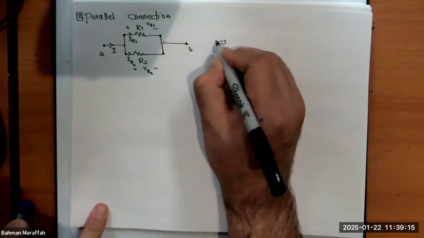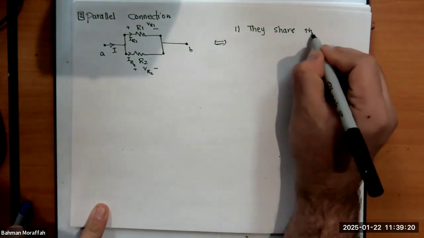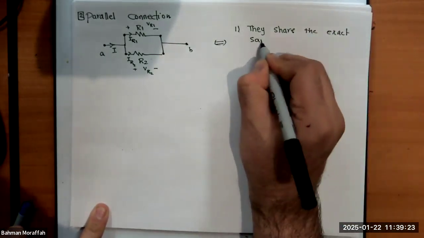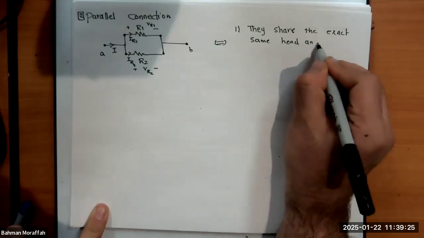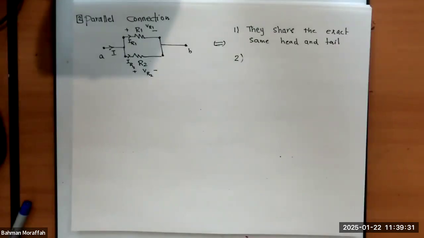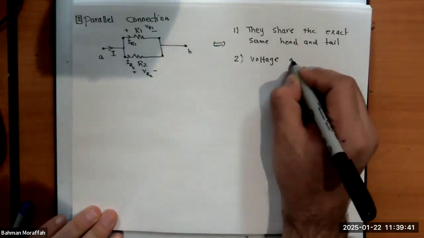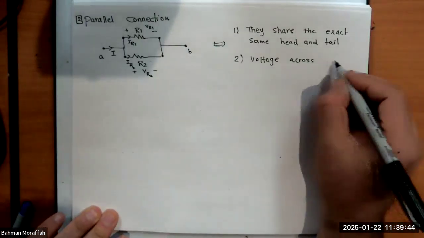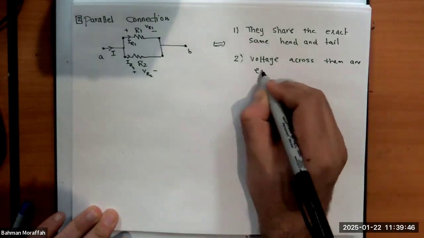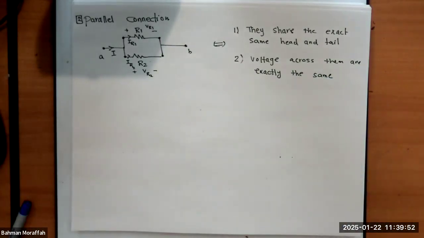So one, they share the exact same head and tail. Second, if I look at voltage across R1, voltage across R1 is exactly the same as voltage across R2. So the second condition is voltage across them is exactly the same. Right?